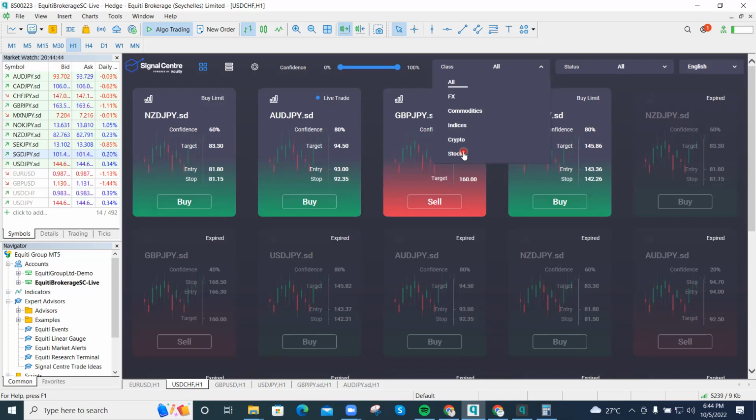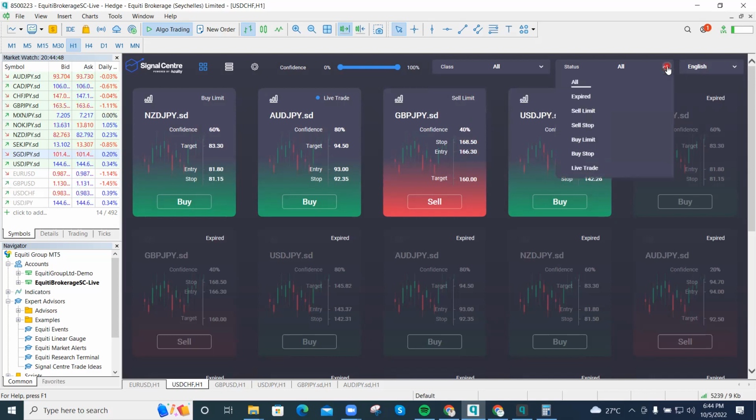That being said, the next is status. In the status we have expired, sell limit, sell stop, buy limit, buy stop, and live trades.